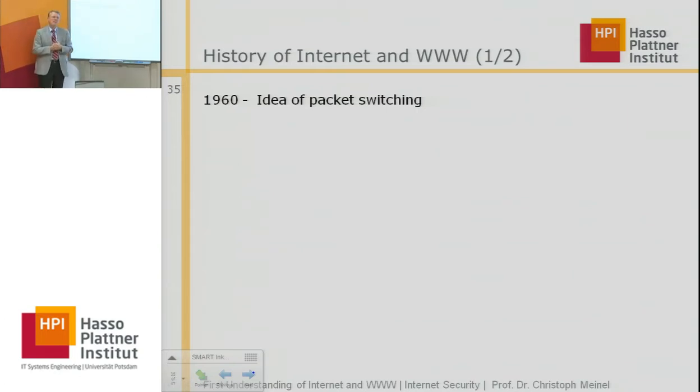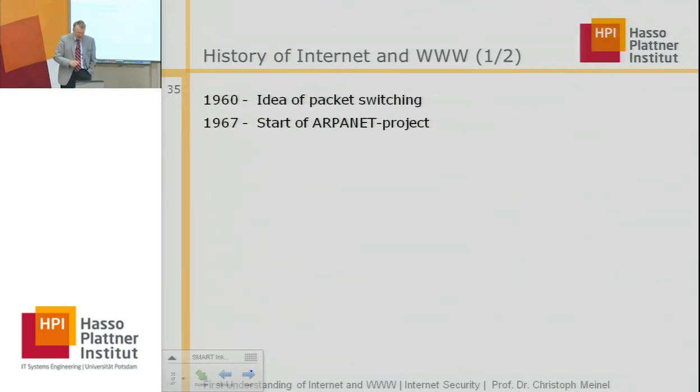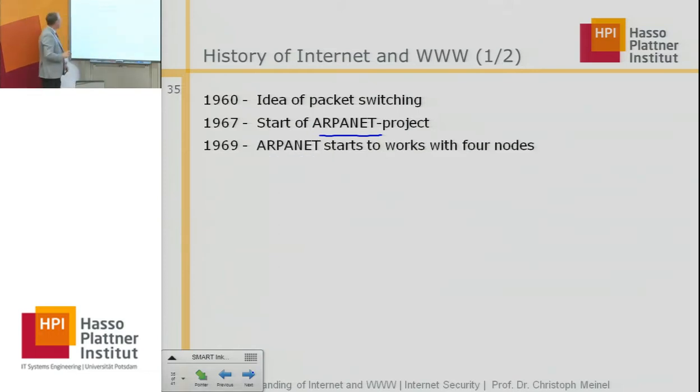Computer networks can be run much more efficiently if the data are sent in the form of independent packages that are switched over the network. An idea about this came in the 60s. The internet project started in 67 when the so-called ARPANET project was started. And the internet came to life in 1969 when the first ARPANET starts to work.